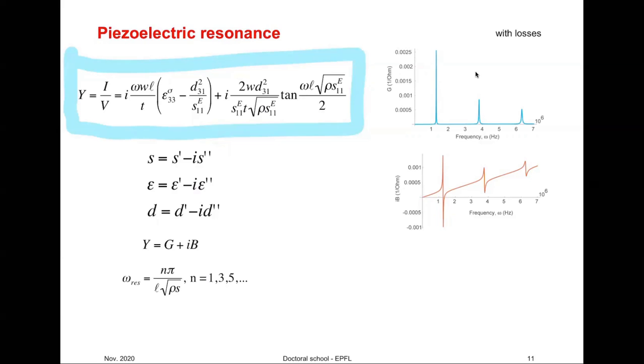You can change the values of dielectric and mechanical losses and see the effect that will have on conductivity, on susceptance. For example, you will get that conductivity becomes broader and lower in magnitude, and so on. So you can try to do that.